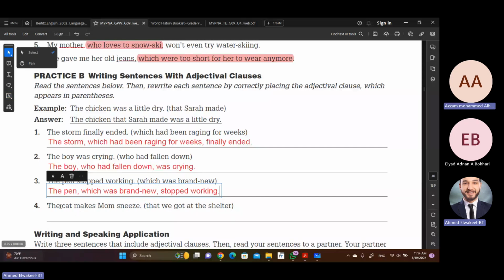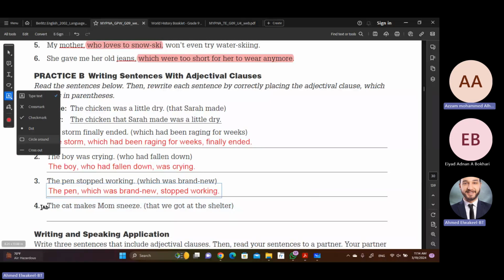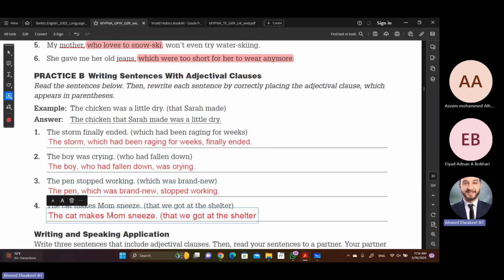And finally, the cat that we got at the shelter makes mom sneeze. The cat that we got from the shelter makes mom sneeze. Easy.